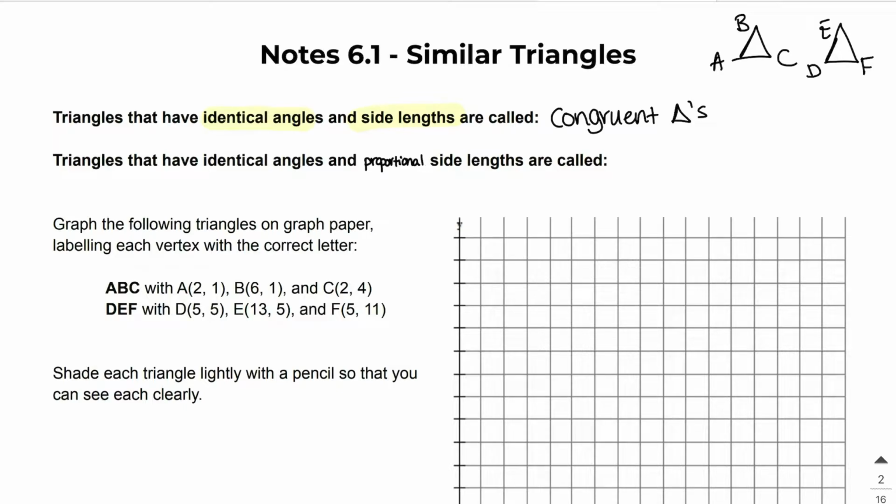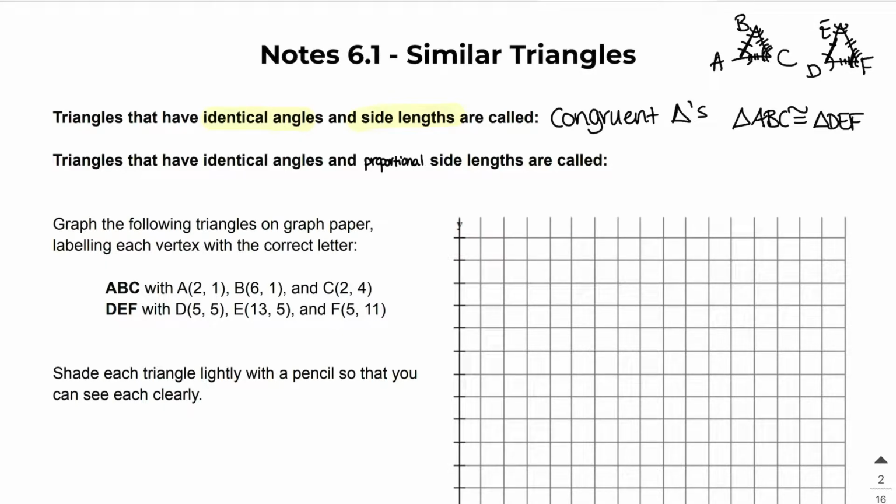we would say that if angle A is congruent to angle D, angle B is congruent to angle E, angle C is congruent to angle F, and side length AB is congruent to DE, side length BC is congruent to EF, and side length AC is congruent to DF, then these triangles are congruent. So the way we would write this is triangle ABC is congruent to triangle DEF.